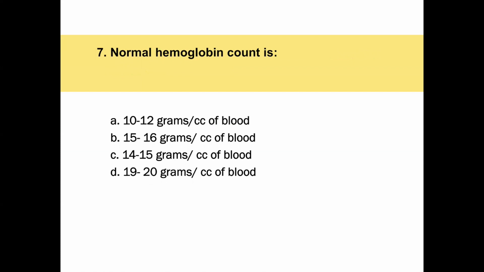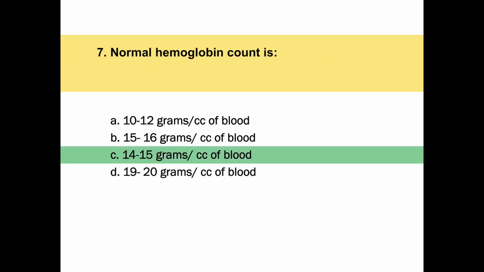Normal hemoglobin count is A. 10 to 12 grams per cc of blood, B. 15 to 16 grams per cc of blood, C. 14 to 15 grams per cc of blood, D. 19 to 20 grams per cc of blood. Answer C. 14 to 15 grams per cc of blood.